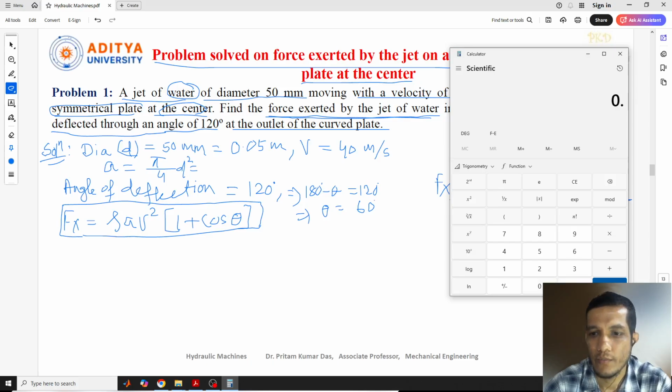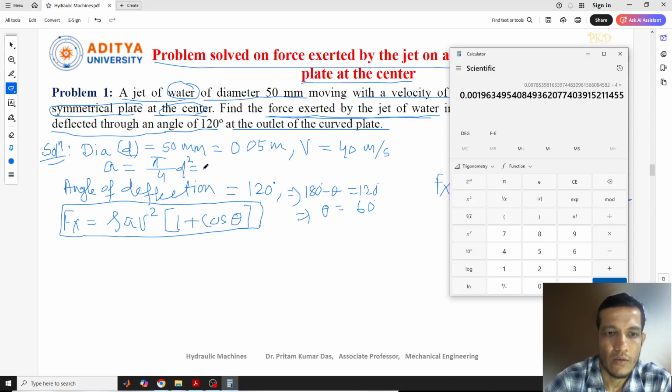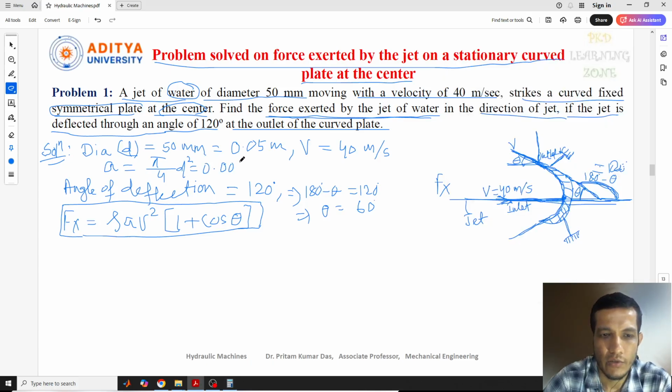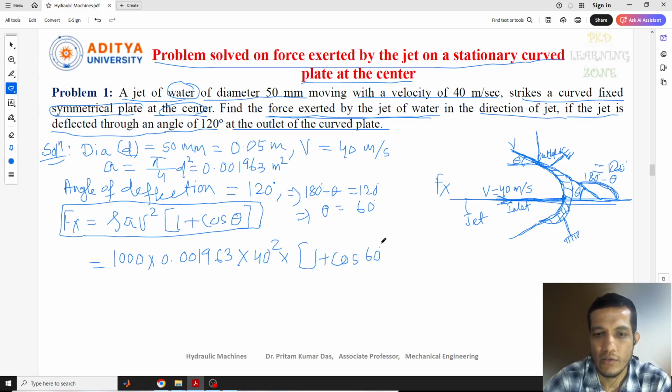Similarly, area is pi by 4 d square, so d is 0.05 square into pi divided by 4, which is 0.00196. This is the area of the jet, in meter square. Now just put the values into this equation: density equal to 1000, area equal to 0.001963, into velocity square, which is 40 square, into bracket start 1 plus cos 60 degree.